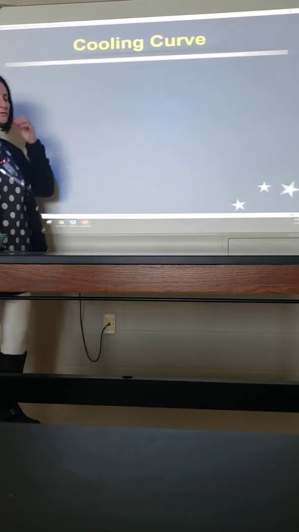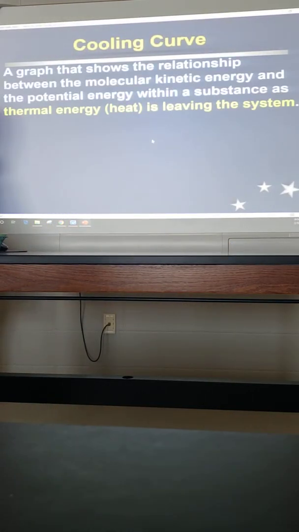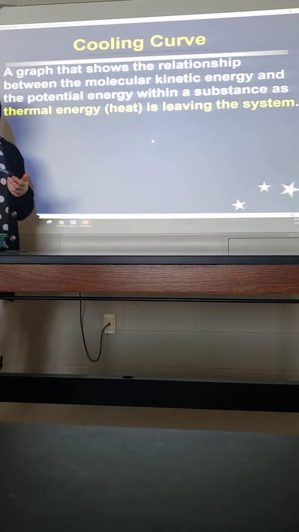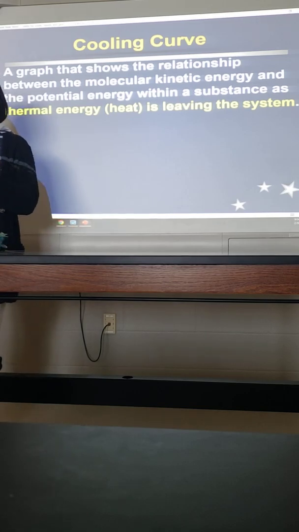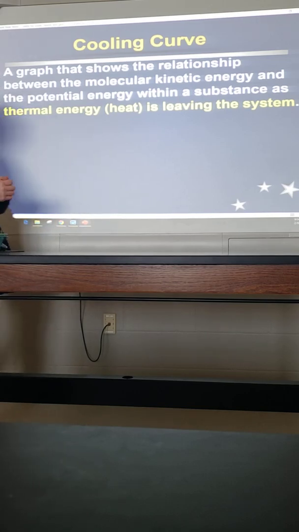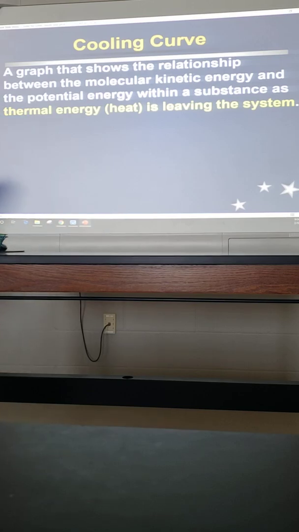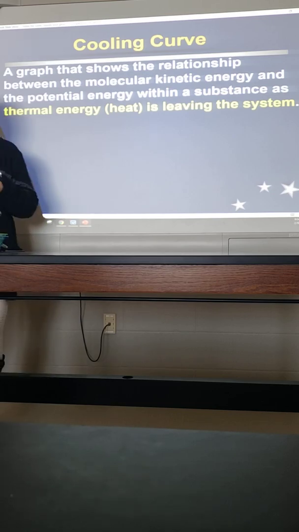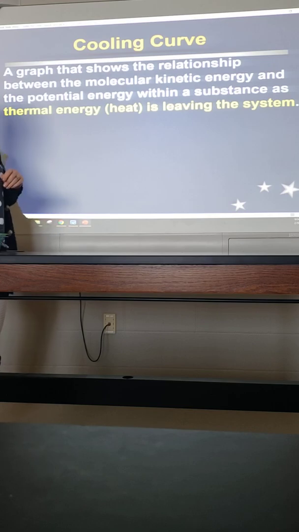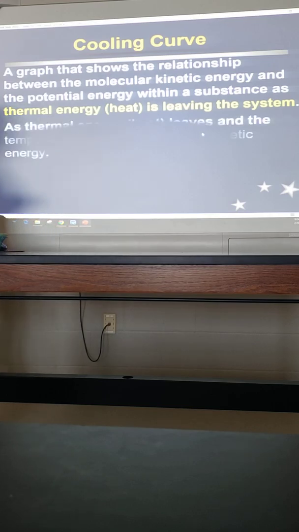So cooling curves, like I had said, are basically the exact opposite, or the reverse, I guess, of what's going on in a heating curve. A cooling curve does what it sounds. It's showing a system that is cooling off. So this is a graph that's going to show the relationship between the molecular kinetic energy and potential energies within a system as heat is leaving, right? So leaving makes this exothermic.